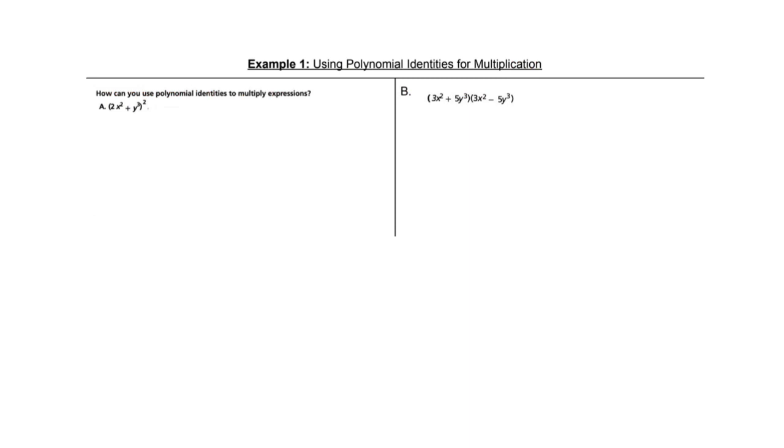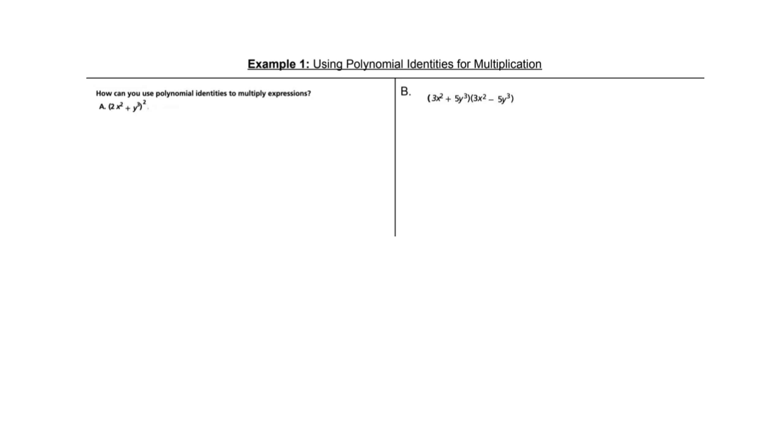Now, in the first example, we're going to use those certain tricks that we went over, those identities. They're called identities, but they're mostly tricks, right? And so in A and B, we're going to figure out which identity we can use and then use it.